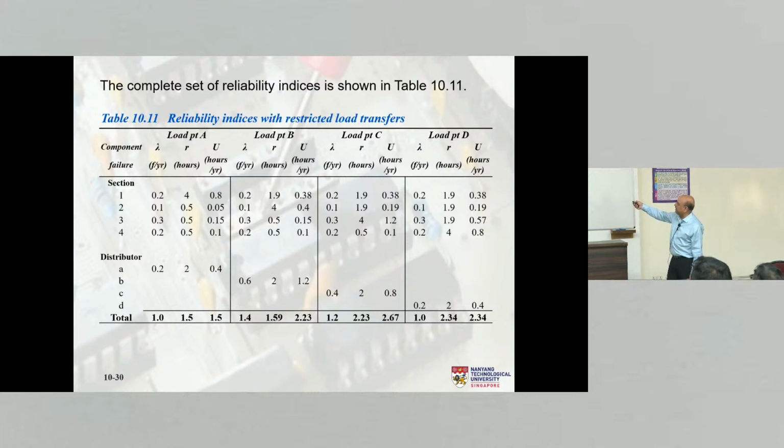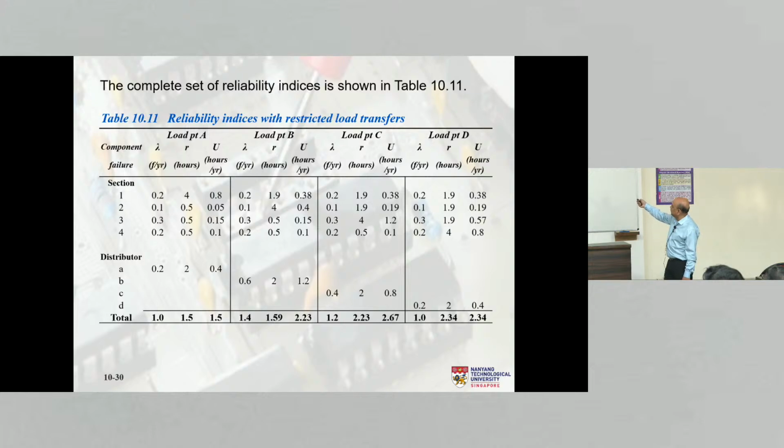For load point A, section 1 you need to repair, and sections 2, 3, 4 you can switch. Distributor A, no impact. So load point A, no change whatsoever. For load point B, for the main section 1, you use this outage time now, 1.9, not 4.0, because there is a possibility of transfer, even though it is restricted. Remember in the previous case, this number was 0.5 when the transfer was 100% available. But now we have only a 0.6 probability of transfer. That's why the outage duration is 1.9. And then of course the rest remains the same.